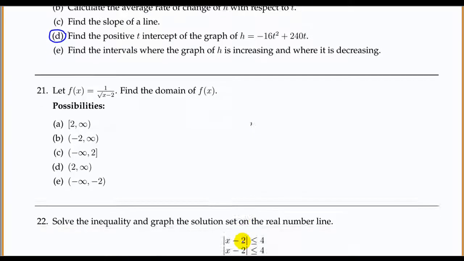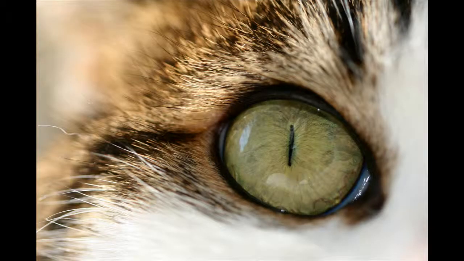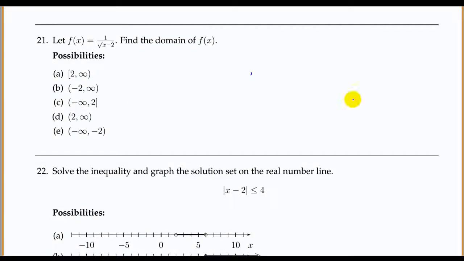Problem number 21. Let f of x be the given function, and find the domain of f of x. So remember that the square root only accepts a non-negative input. So first we need x minus 2 to be greater than or equal to 0.